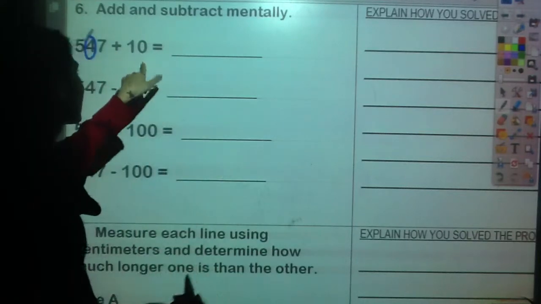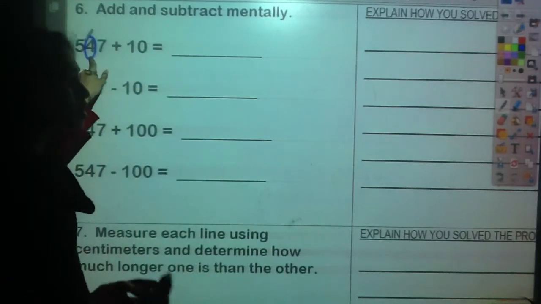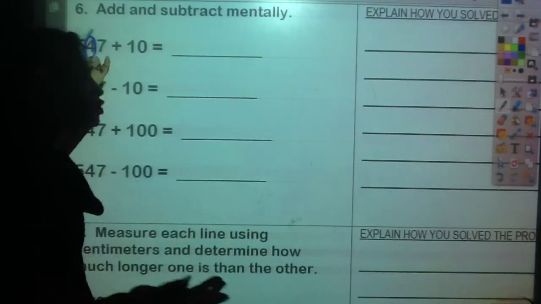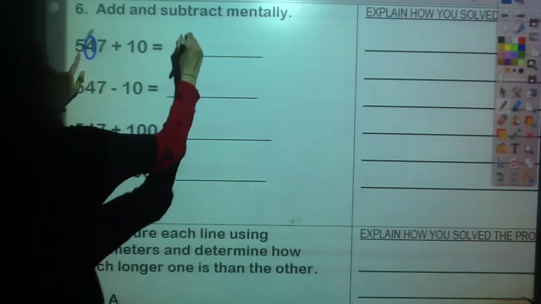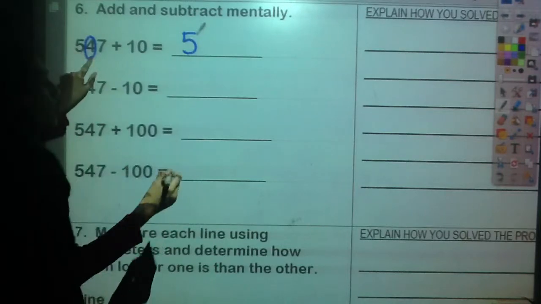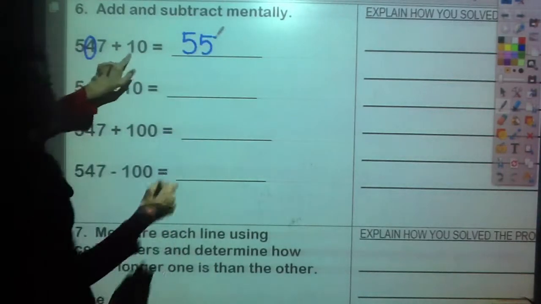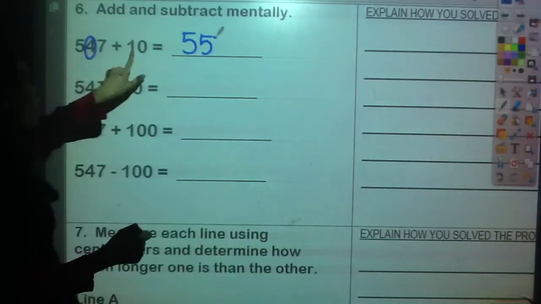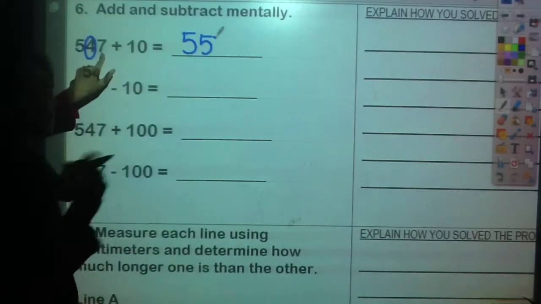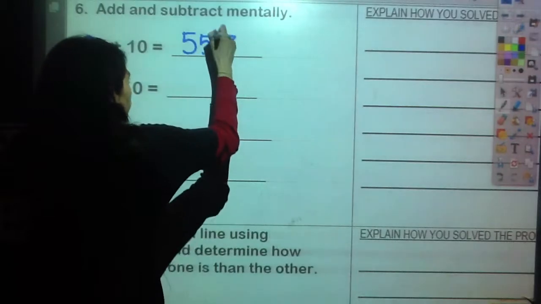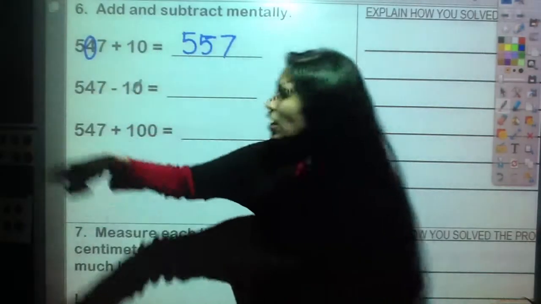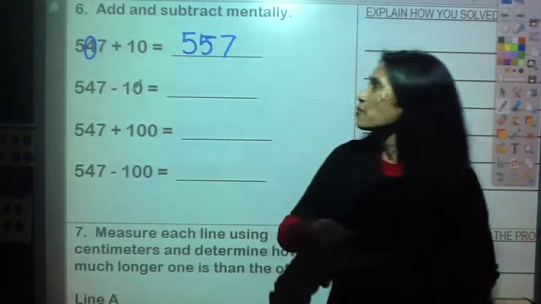So if I add 10 to that, that means that 4 changes, right? So now what is it? 500. Instead of a 4, it becomes a 5. See? We're adding to that. That 4 adds 1, that's a 5. And the 7 stays the same. So if we're adding 10 to 547, it's 557.